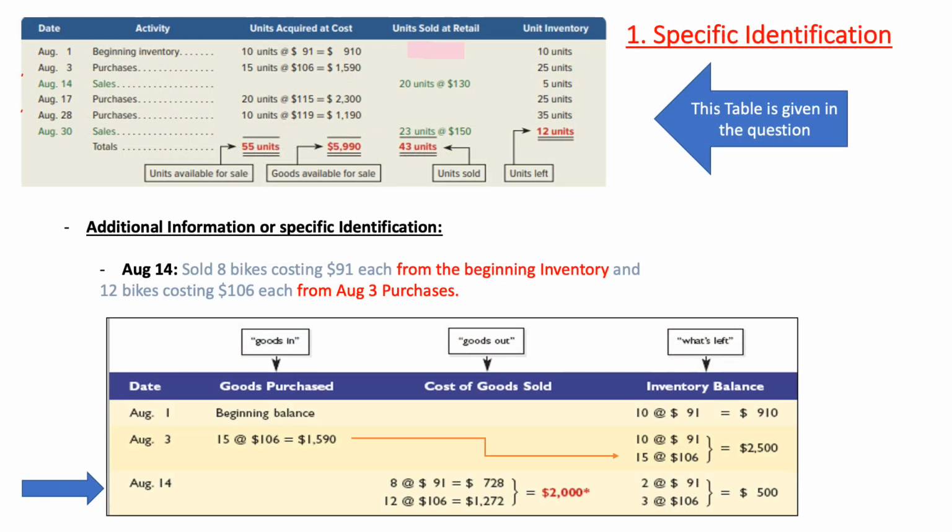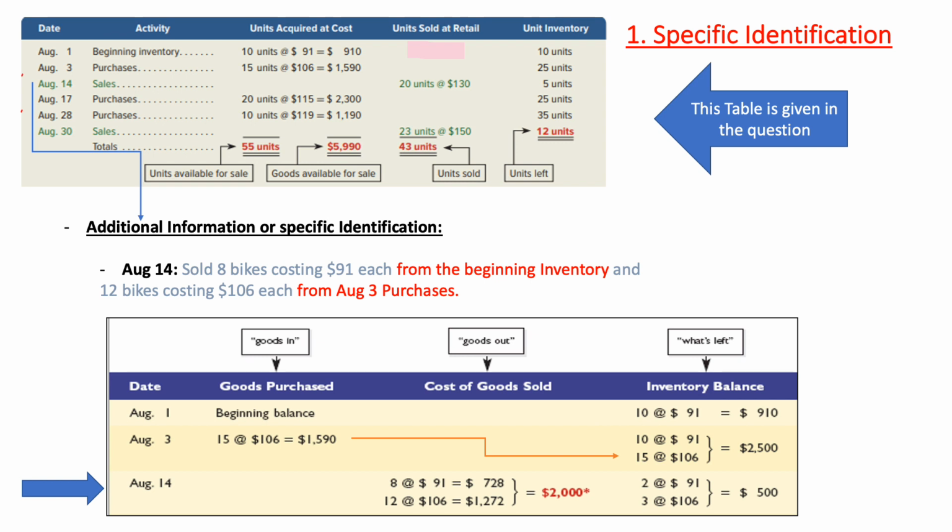Okay, now let's see the third transaction. On August 14, the company made some sales. Now remember, because we're doing specific identification, I'm not going to take the information provided in the table for the sales. I'm not going to take the 20 units multiplied by 130. I'm going to check the additional or specific information.